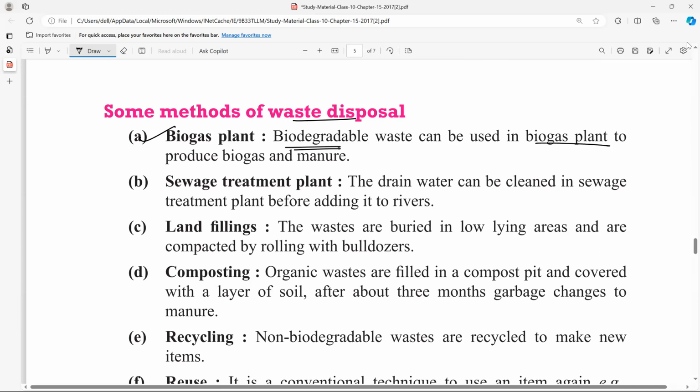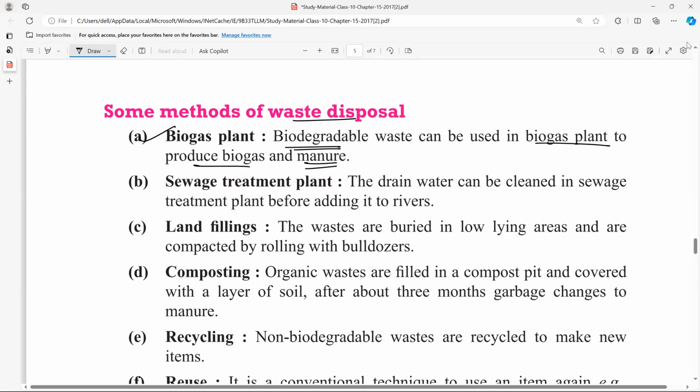If you add animal waste and plant waste into the biogas plant, it will produce methane gas there, decomposed by the action of bacteria. So if you add the living waste, generally the plant waste and the animal waste, then it gets decomposed there and produces biogas, which is methane, and manure, which can be added to the fields for the plants.